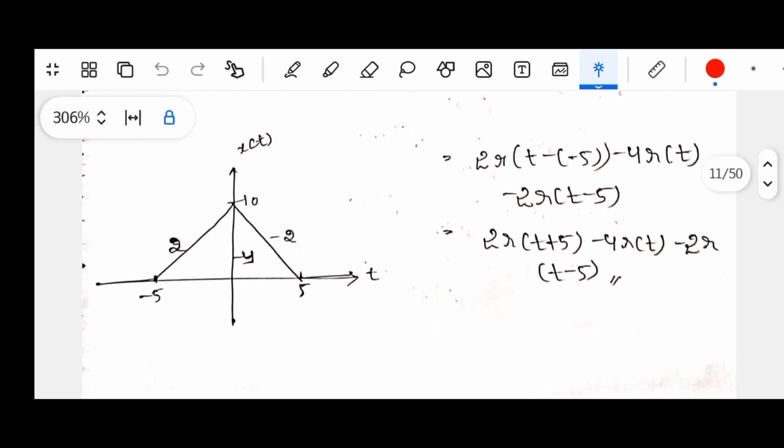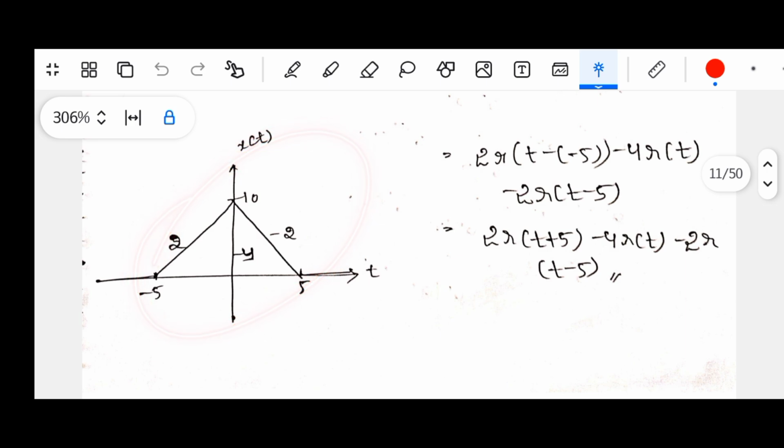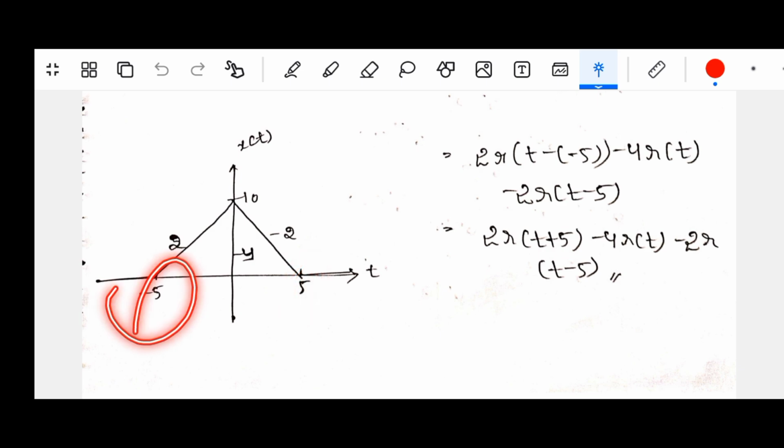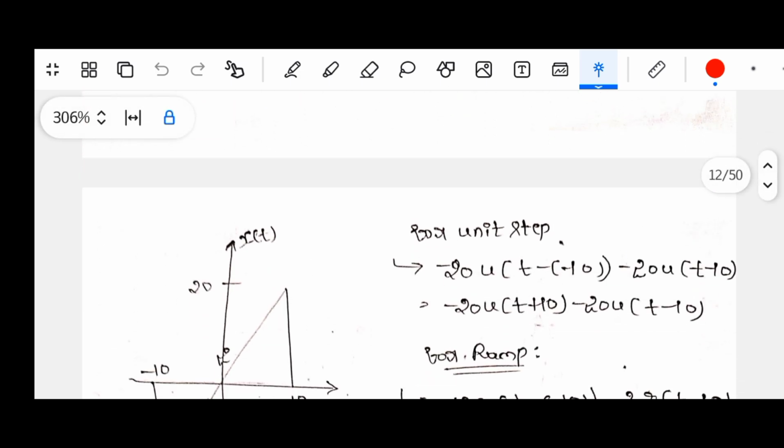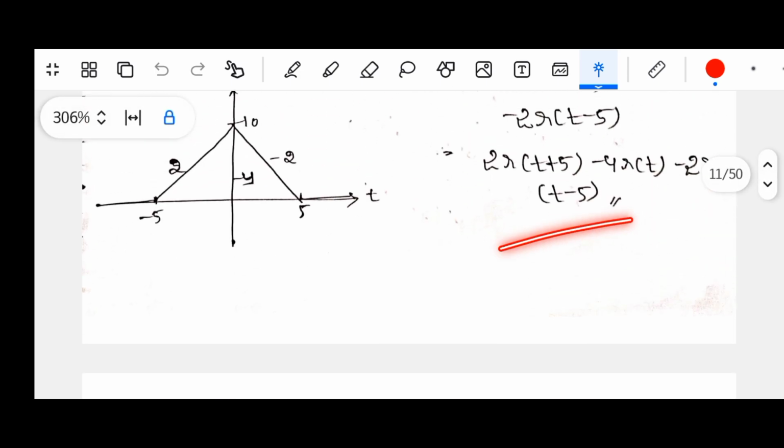Next, see the next question. See this diagram. At minus 5 it is 2. At 0 it will be 4. At 5 it is minus 2. So 2 into r(t+5) minus 4 into r(t), and at 5 it will be r(t-5). Rewrite the above equation: 2 into r(t+5) minus 4 into r(t) minus 2 into r(t-5). So that is the last equation.